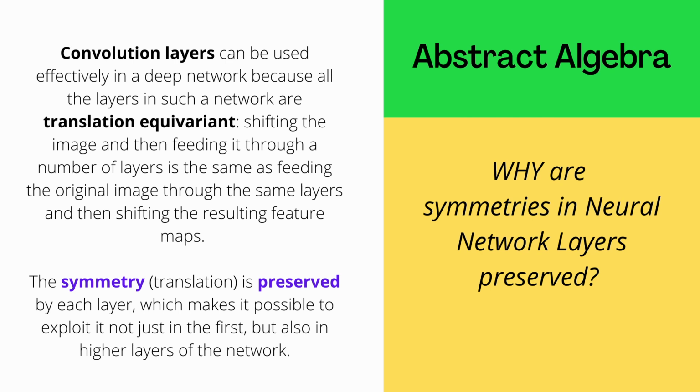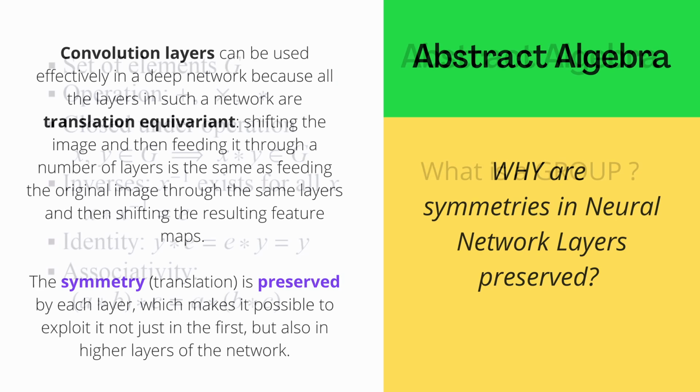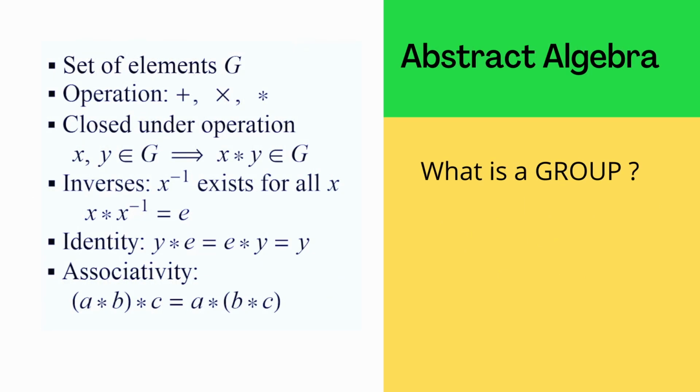And this symmetry, in our case a translation symmetry, is preserved by each layer, making it possible to exploit it not just in the first layer, but also in the higher layers of the network. So the main question is now, why are symmetries in neural network layers preserved? Amazing. To answer this, we have to look at the mathematical definition of a group.